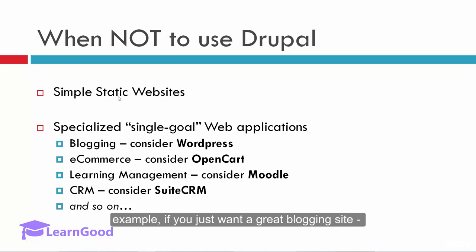The second situation is when you want to create a highly specialized website with a single goal. For example, if you just want to build a great blogging site, then you should consider WordPress. If you want to sell things on the internet with minimal fuss, then use one of the several options like OpenCart. If you want a powerful, full-fledged learning management system for online courses, consider Moodle.